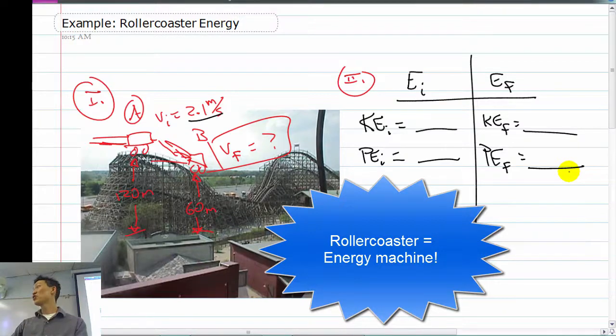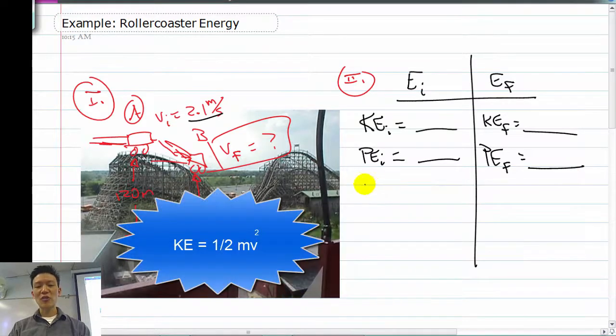This is accounting, but for nature. Energy's got to come from somewhere. It's got to go somewhere. Next, let's break it down. How do you find KE? 1/2 mv squared, correct. So we need to know mass, and we need to know velocity.